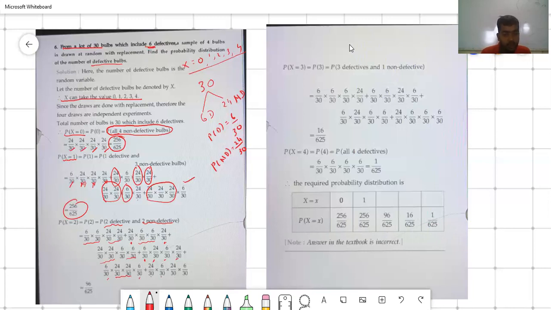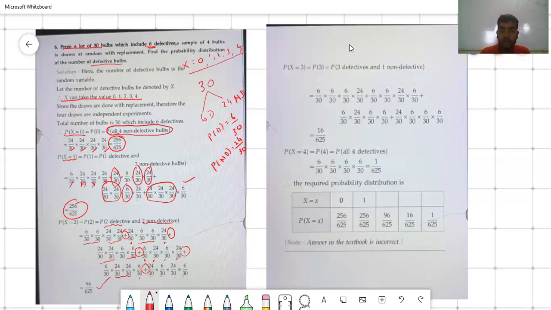So these are the probabilities, and we use the plus symbol because it is an or situation. Either any one of the options is true, either this or this option. So you will get the probability as this one.